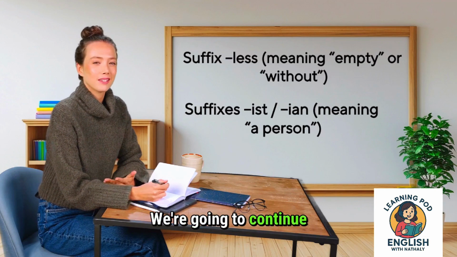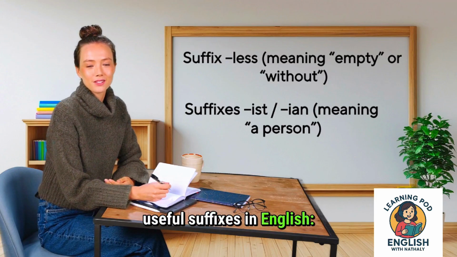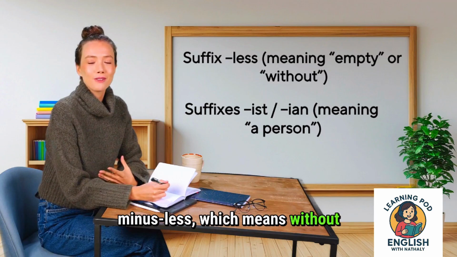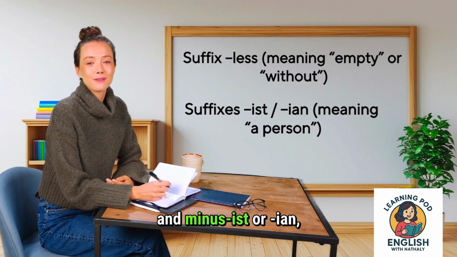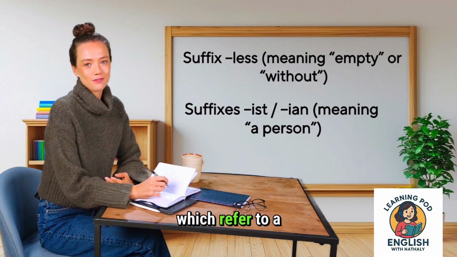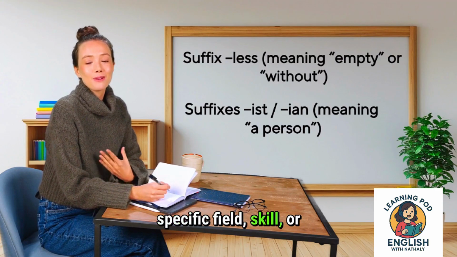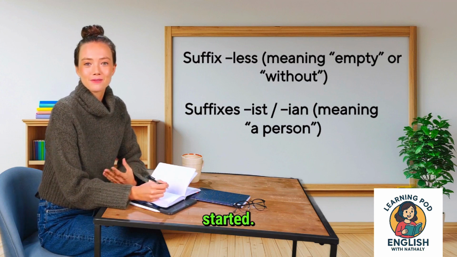We're going to continue with two more very useful suffixes in English. -less, which means without or empty of something, and -ist or -ian, which refer to a person related to a specific field, skill, or belief. All right, let's get started.